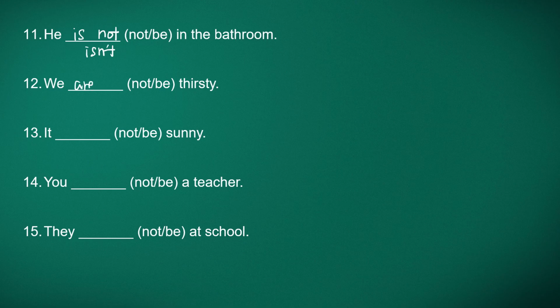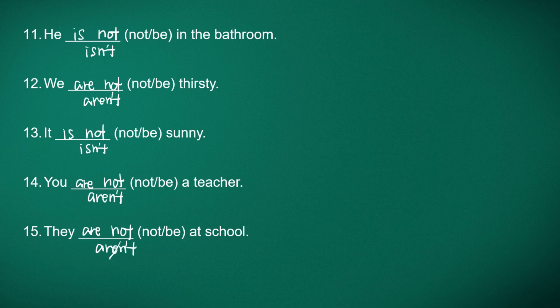We are not. We aren't thirsty. We are not thirsty. It is, and then not. It isn't sunny. You are not a teacher. You aren't a teacher. They are not at school. They aren't. Again, do not pronounce the E sound.